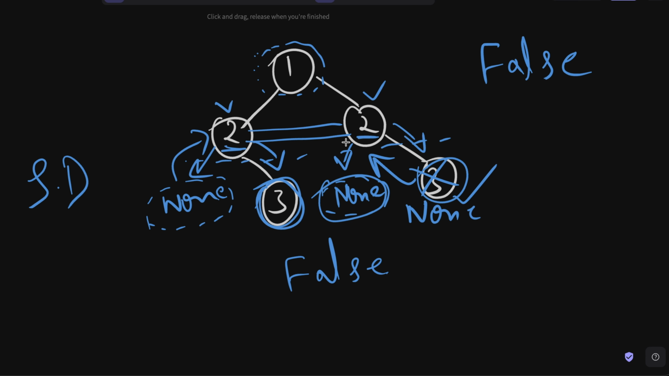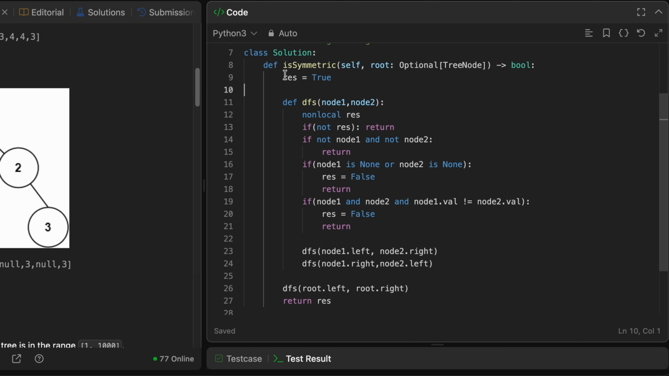This is not a symmetric tree. If one of the nodes is none, one of the nodes, not both, then we can also say it is false. Let's go through the code now. First of all, we have a res variable equal to true. It is the result of our function. We will set it to false if we ever encounter a condition where we can definitely say that the tree is not symmetric. Now we have our DFS function.